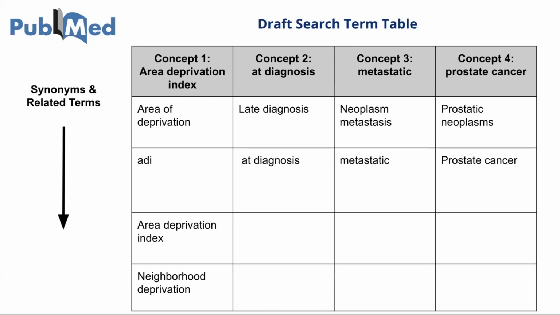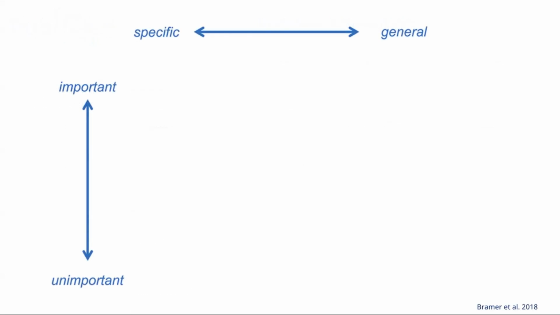Using a spreadsheet is typically very helpful, and you can see that we organize them where distinct concepts or ideas are separated in columns. Synonyms and related terms are listed in the rows below. In addition to the PICO framework, another tool comes from the Bramer article.